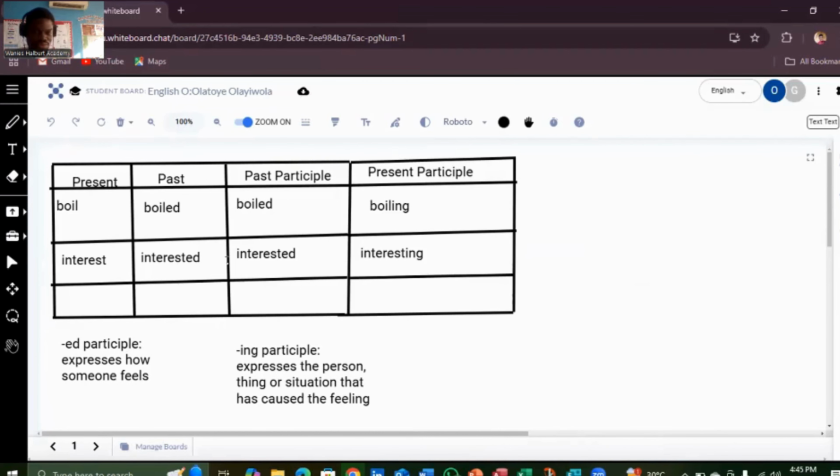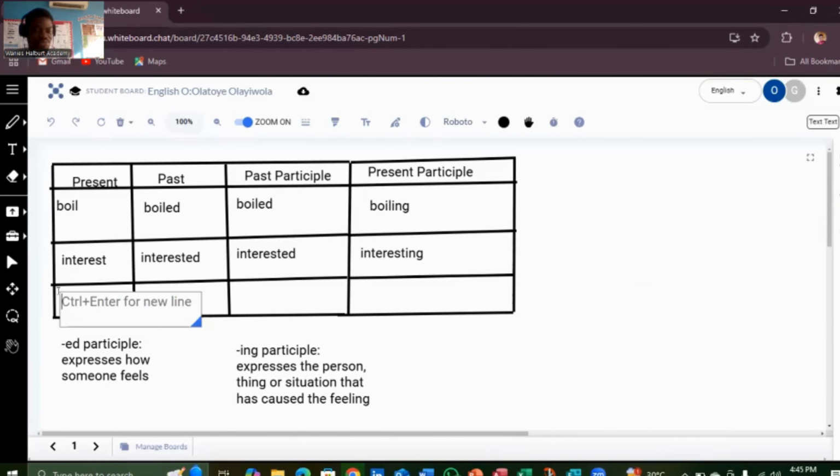We have interest. Something can interest someone, so that's the present form. Past form of interest is interested. The past participle is interested. And the present participle is interesting.